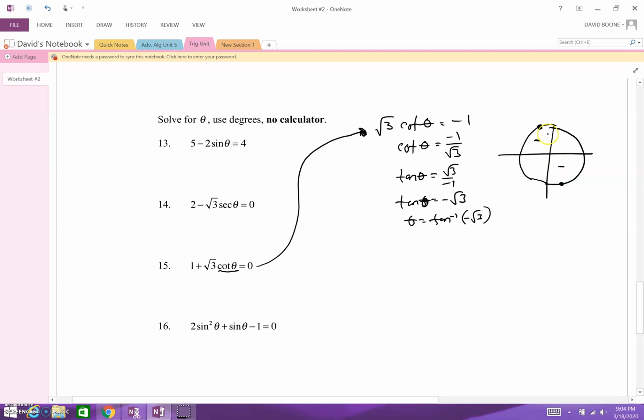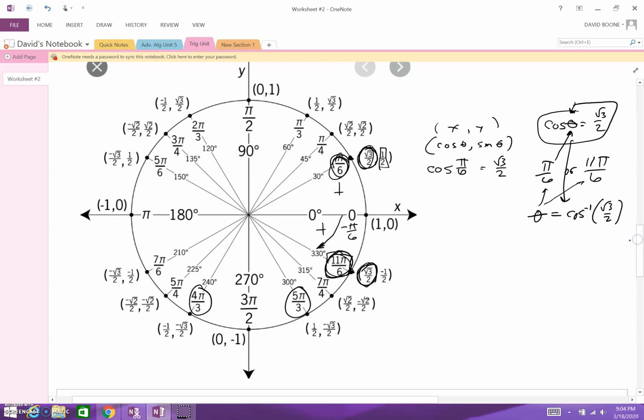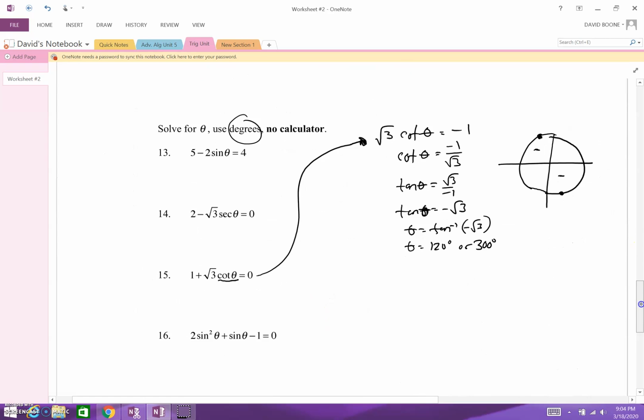And, well, so again, the root 3 is up here, and we're asking for our answer in degrees. This angle up here is 120 degrees. This angle down here is 300 degrees. And again, you can go back and look at the unit circle here as well too. There's our 120 and there's our 300 for those pieces right there. And then our unit circle.